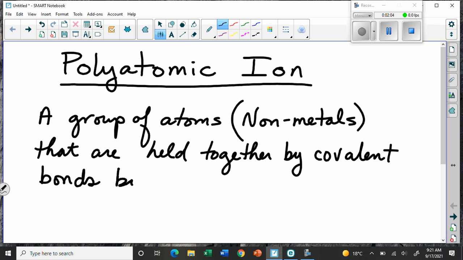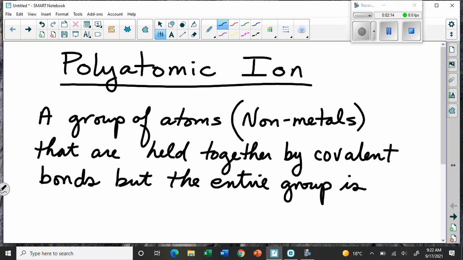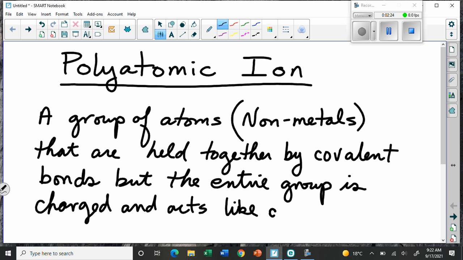But the entire group is charged and acts like an ion. So it's kind of a 2-in-1 type of thing. It's got a different kind of bond inside of it, but we don't really have to worry about that because as a group, as a big whole thing, it still acts like an ion, and it still is able to make ionic bonds.